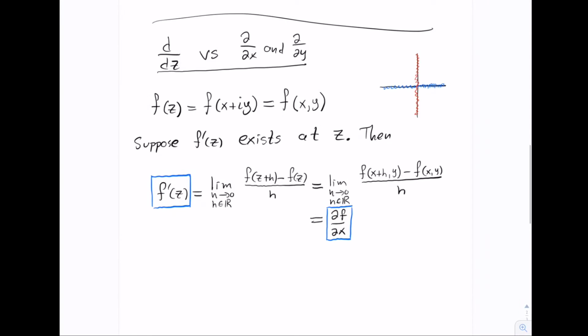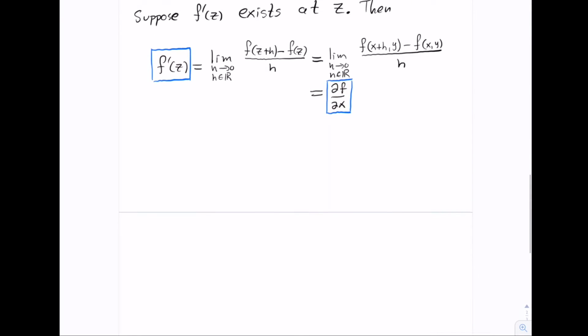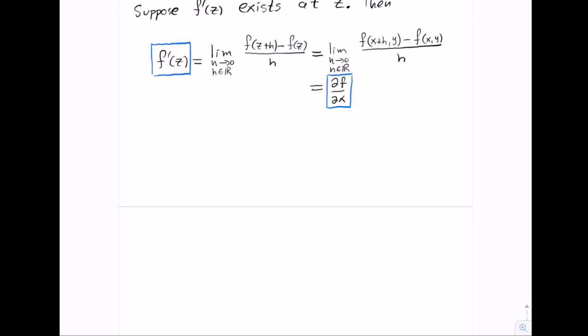Okay. So now let's try and run this same story, but now let's track along, again in this picture in the upper right, let's track along the imaginary axis. So the red guys. So in a similar spirit, f prime of z had better equal the limit as h goes to 0, h in R.